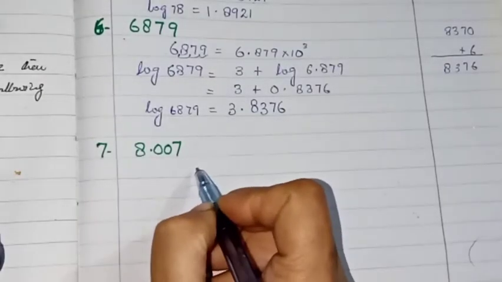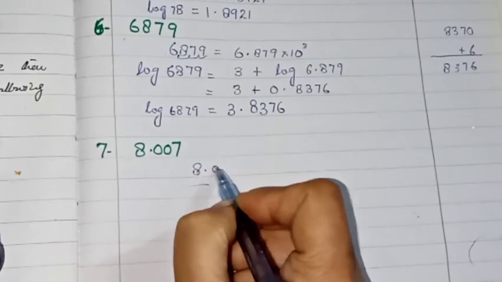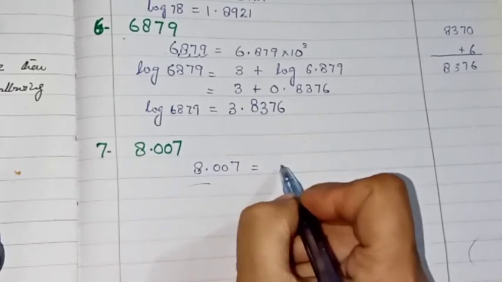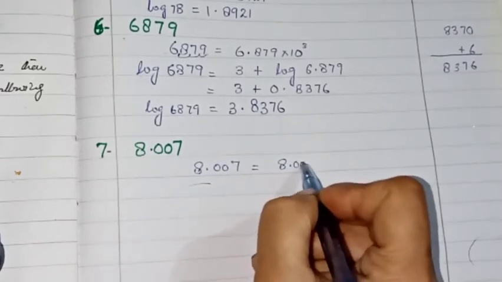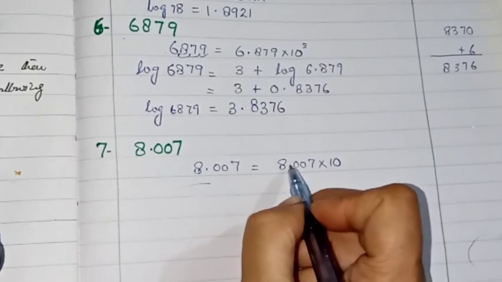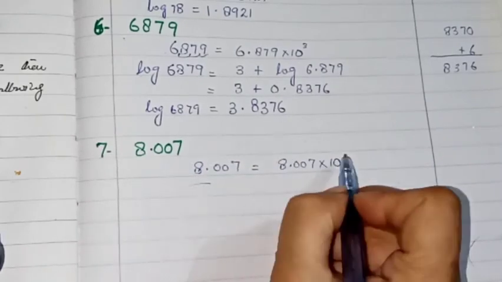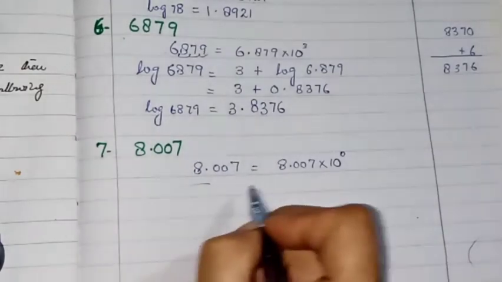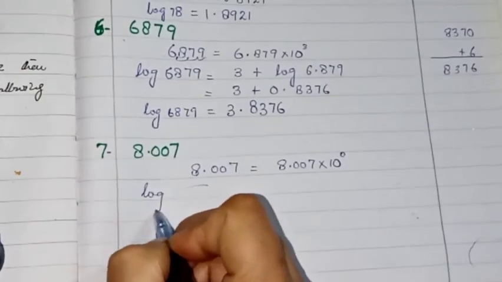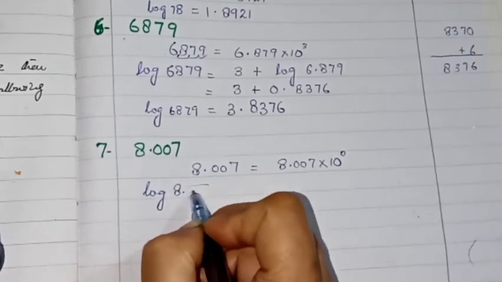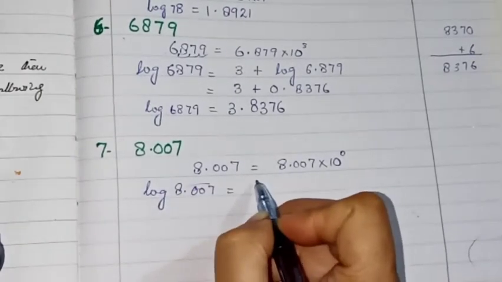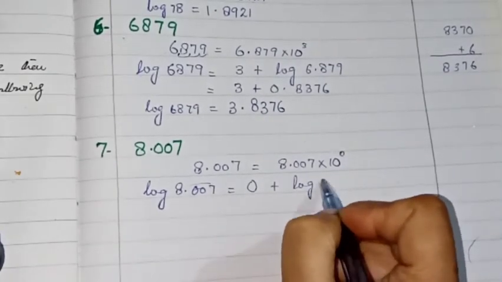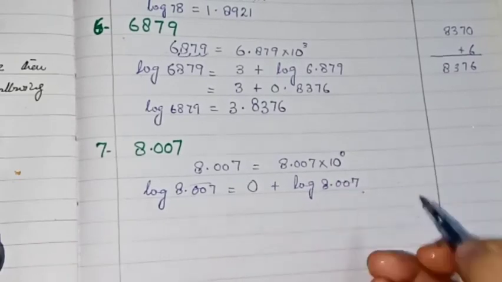For question number 7, I also have to write this one in scientific notation. The decimal is already present here, so we can write it like 8.007 into 10 raised to the power. As we are not shifting the decimal anywhere, the power of 10 is 0. So we write log of 8.007 is equal to the characteristic, 0, plus log of 8.007.